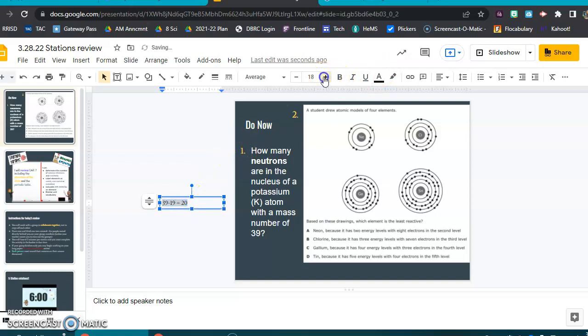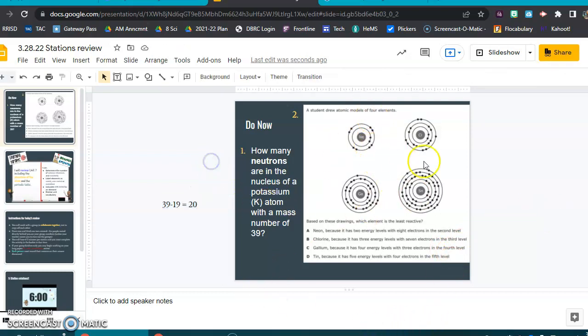Number 2 says a student drew atomic models of 4 elements. Based on these drawings, which element is the least reactive? Our friend Neon here has 8 valence electrons. Well, 8 is not reactive at all. 7 is pretty high. 3 and 4 are reactive, but I want the least. So I have reactive, highly reactive, and not reactive. So yes, the best answer is Neon.